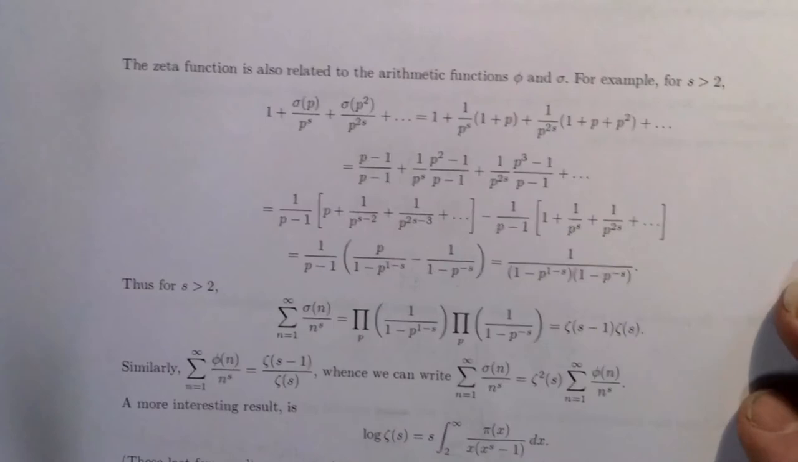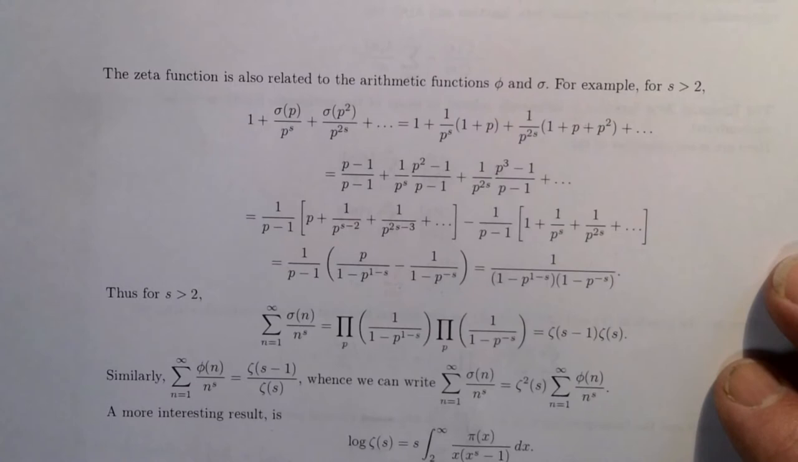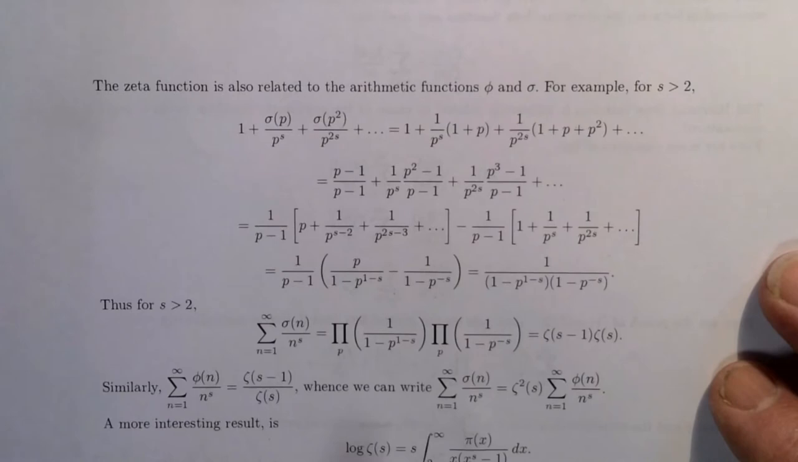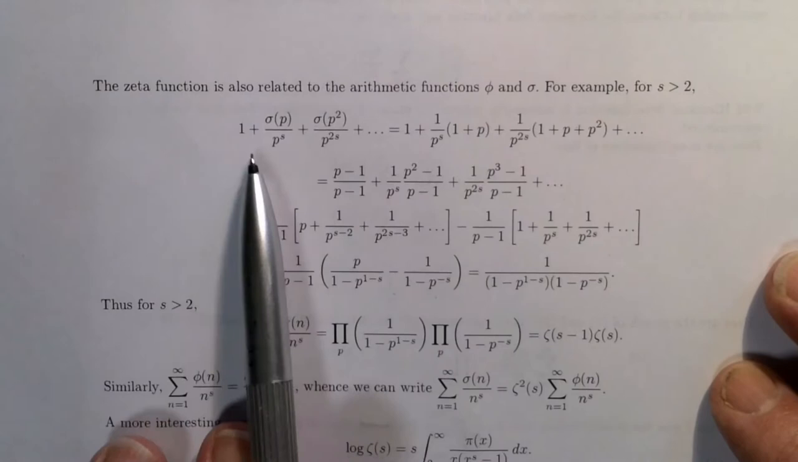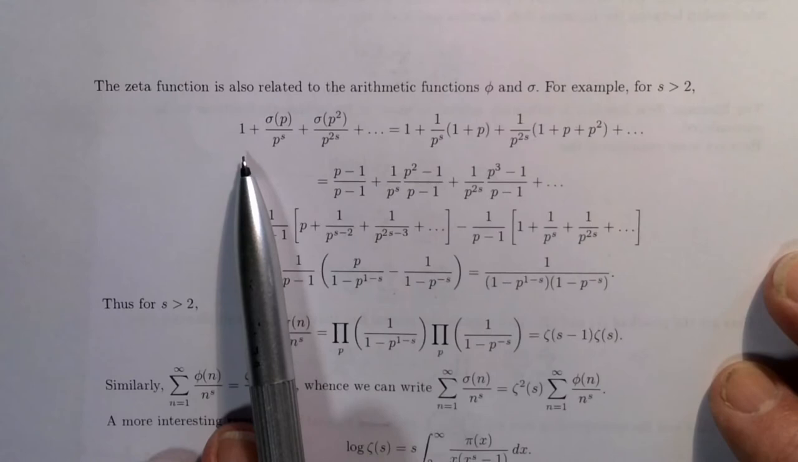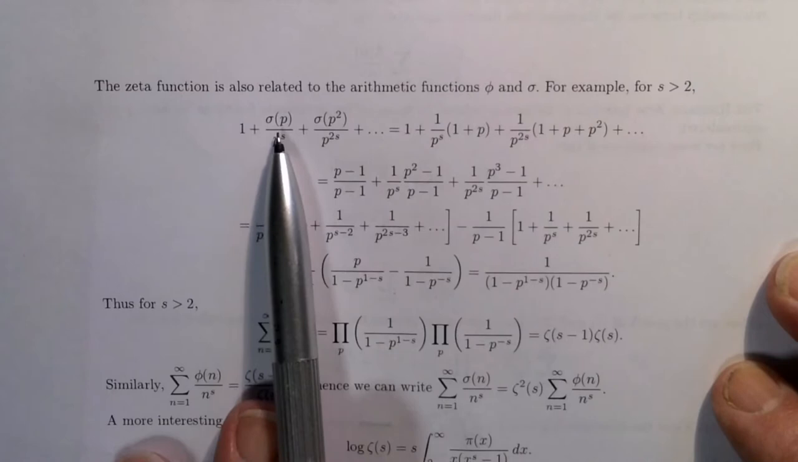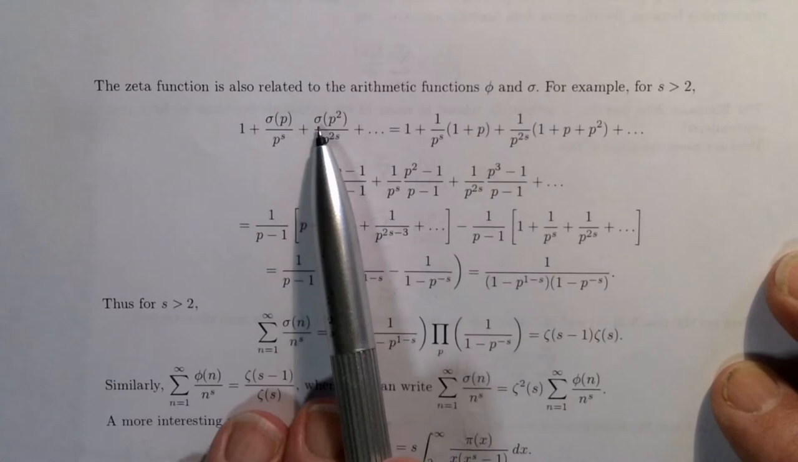in a slightly different way, but in a very lovely way, which connects sigma and phi together. So if we have a look at this sum here, this is the part of the Euler product here. So 1 plus sigma p on p to the s and so on. Well, we can evaluate sigma of p. P is a prime, so the sum of the factors of that is just 1 plus p. The sum of the factors of p squared is just 1 plus p plus p squared and so on.